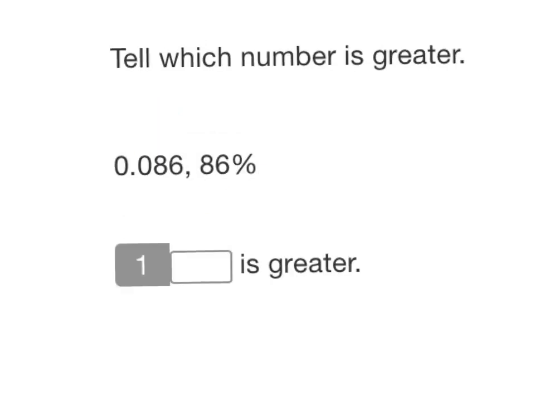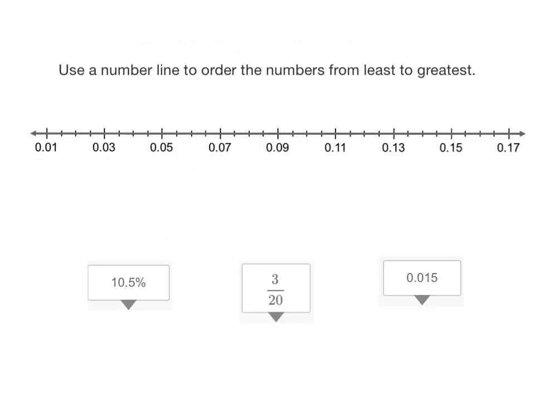Okay, again, I could put my percent as a decimal, or if I wanted to change my decimal into a percent, whatever's easiest for your brain to compare. So 86% is greater. Use a number line to order the numbers from least to greatest. Okay, again, so I want to get them all in the same format. So I have the number 10.5%. My number line is in decimals, so I'm going to go to decimals for all of these.